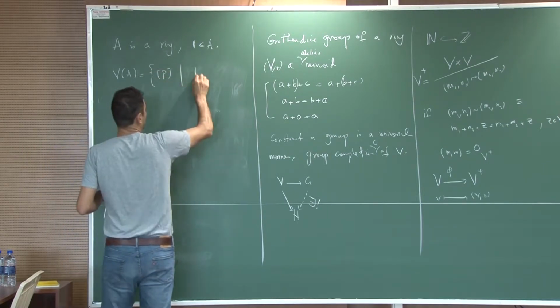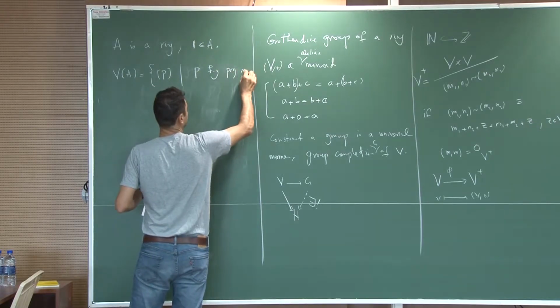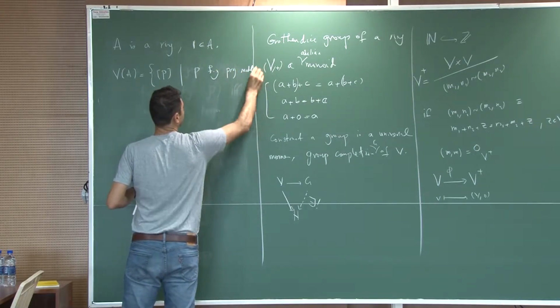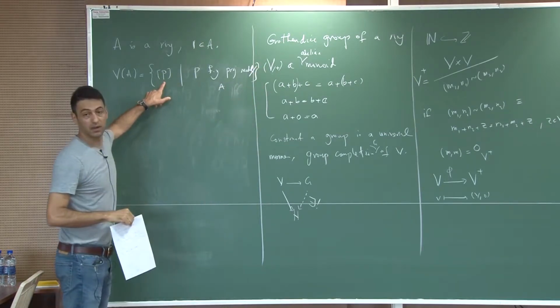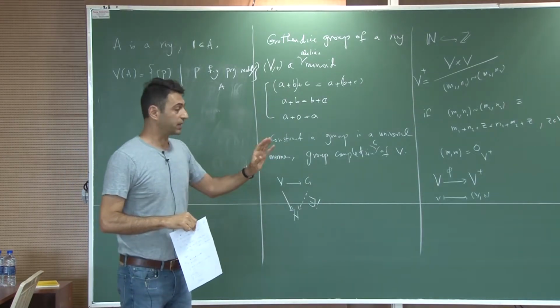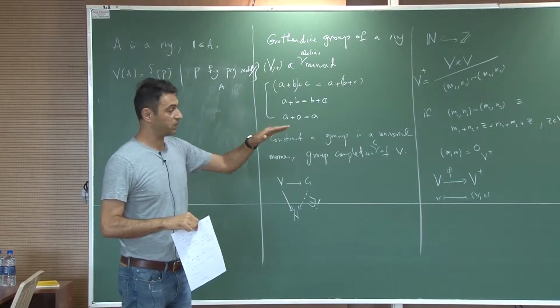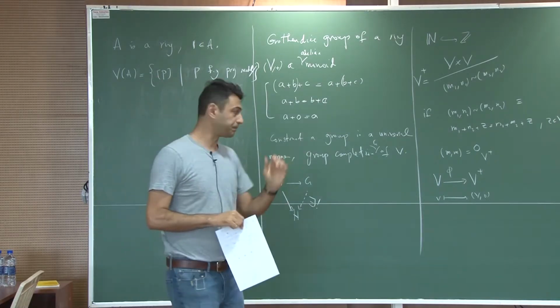So you look at all the finitely generated projective modules over A, and you get the isomorphism classes of that. You pick one finitely generated projective module, and you look at all the projective modules which are isomorphic to this one. You look at that as one element.